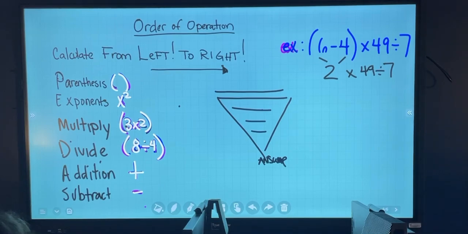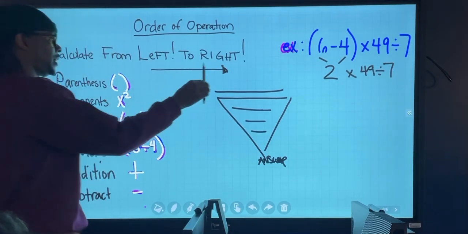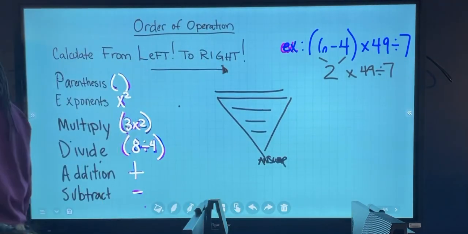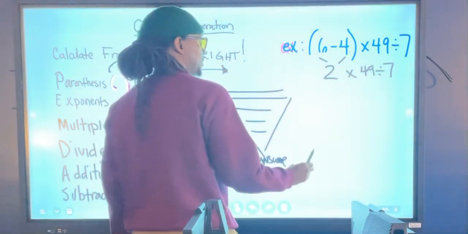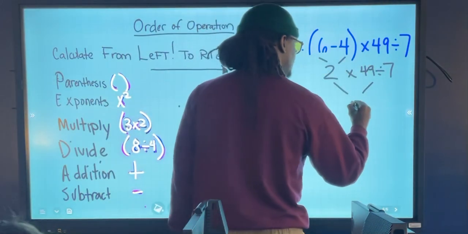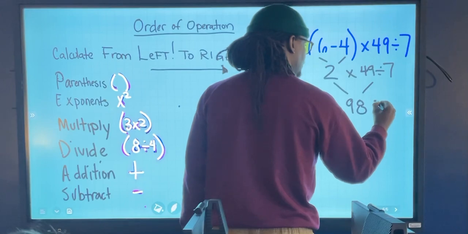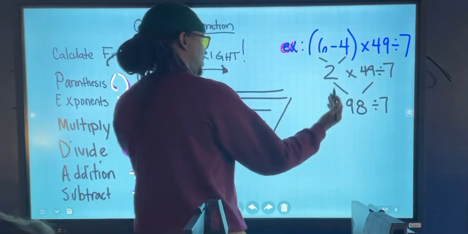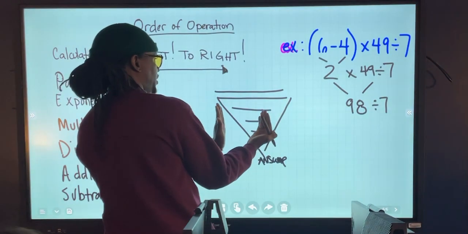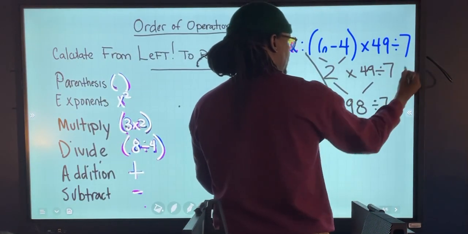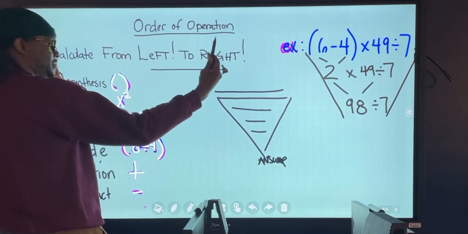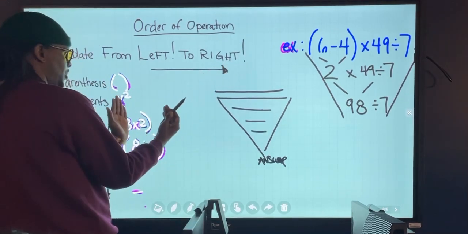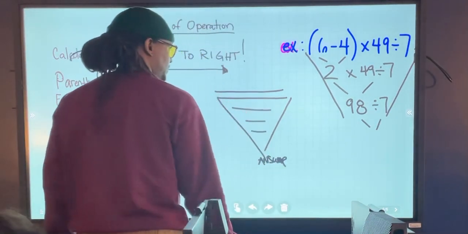Remember, at this point we scan again, going from left to right. What comes first from left to right? Multiplication. And so I'm multiplying what? 2 times 49. And that's going to give me what? 98. 98 divided by 7 is, well, bring it down. And as you can see, remember I told you about the upside down triangle? Do you not see it here? This is how you should break down every equation. It should come down like this each time, from biggest to smallest. My answer, 98 divided by 7, is 14.